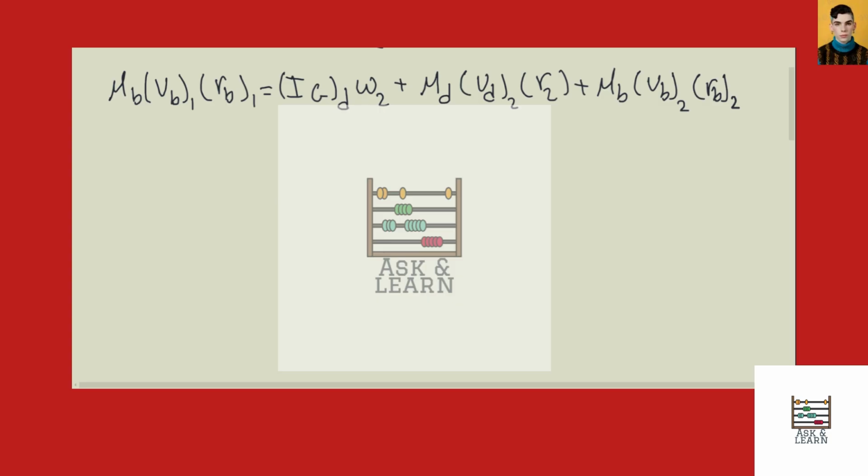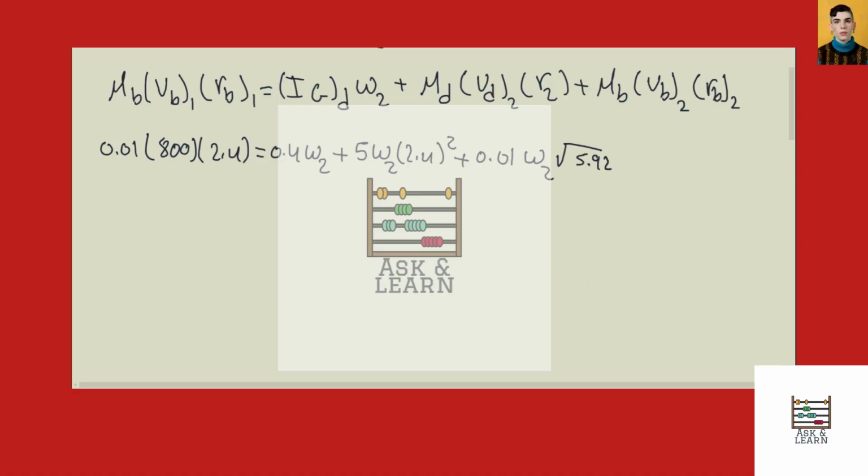So if we substitute the values, we will have 0.01 times 800 multiplied by 2.4 equals 0.4 omega 2 plus 5 omega 2 times 2.4 squared plus 0.01 omega 2 root 5.92 squared. So from this equation we can get omega 2 equals 0.656 radian per second.